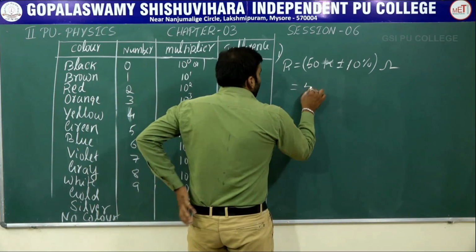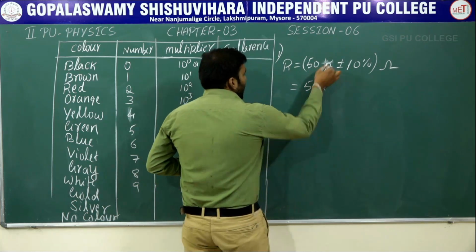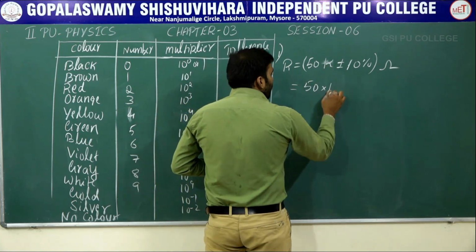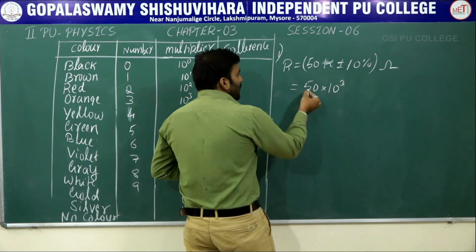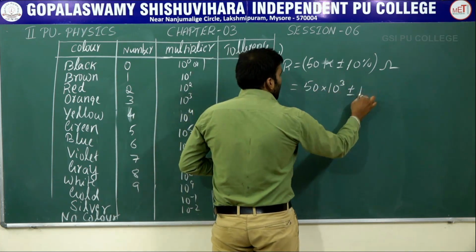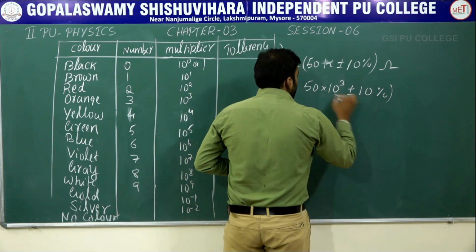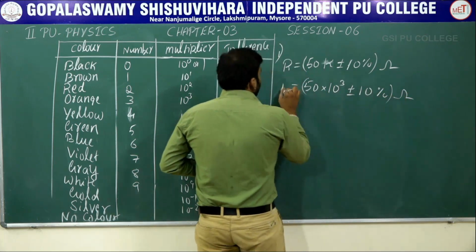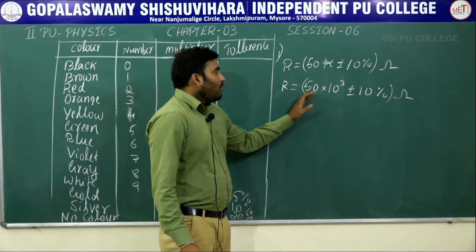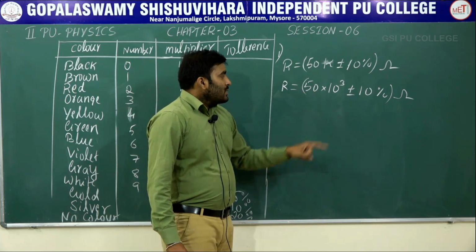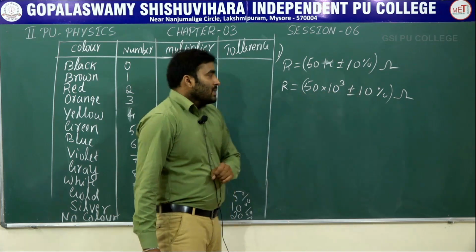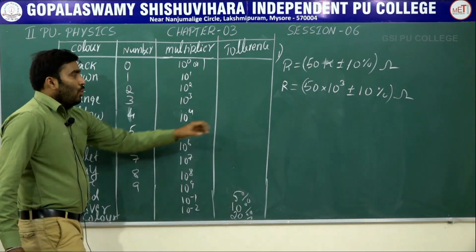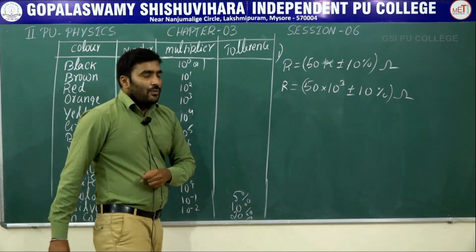You can write this 50k, where k is nothing but kilo. So kilo refers to 10 power 3. So 50 into 10 power 3 plus or minus 10% ohm. Now we got the standard form. There are two digits, one multiplier and a tolerance. So the first two digits are 5 and 0.